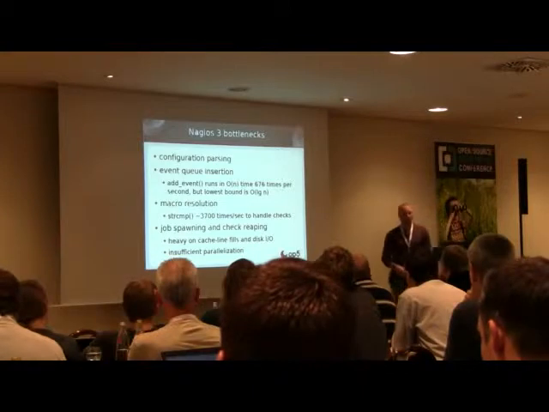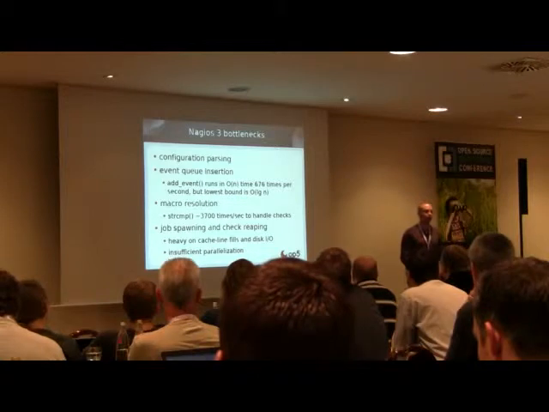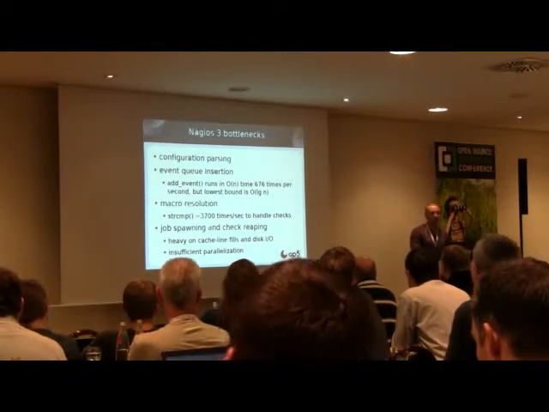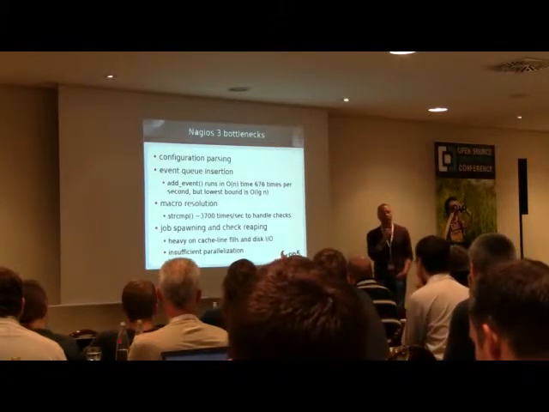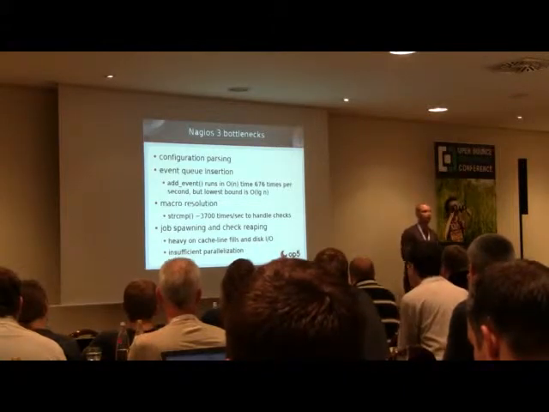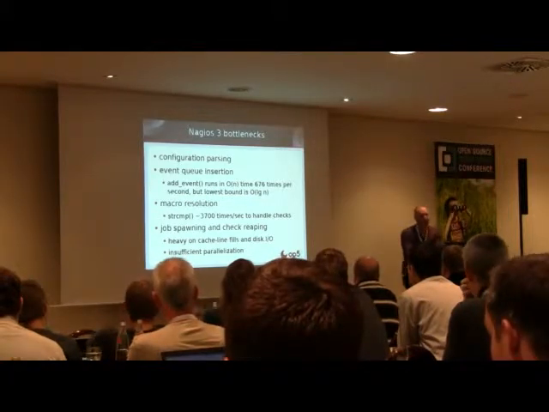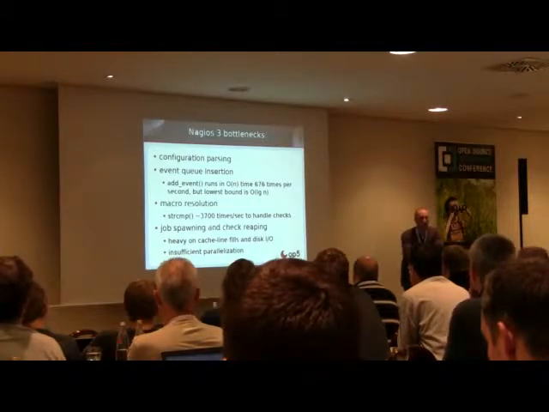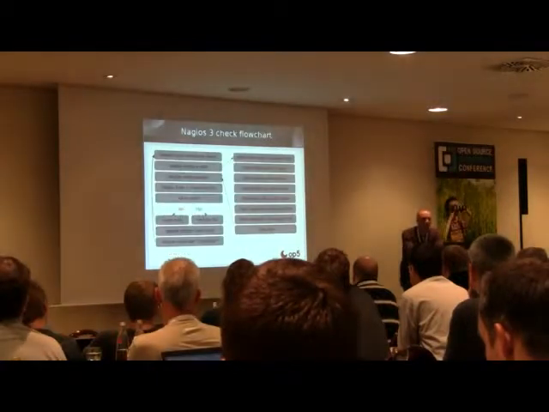Macro resolution was also a big problem. We used to issue about 3,700 string comparisons every second just to handle checks. That's ridiculous. And job spawning and check creeping. It's heavy on cache line fields and disk I/O, so we go to the disk all the time. And as you could see in the earlier slides, the disk access is bad. There was also insufficient parallelization in that only one check at a time could be spawned. So we can only create one check at a time. I think this is valid for Zynga core as well.